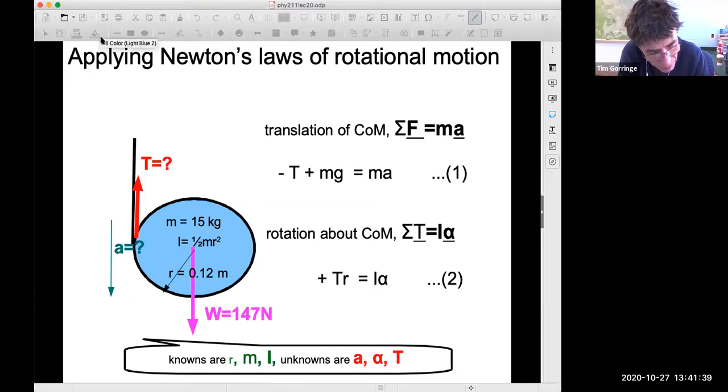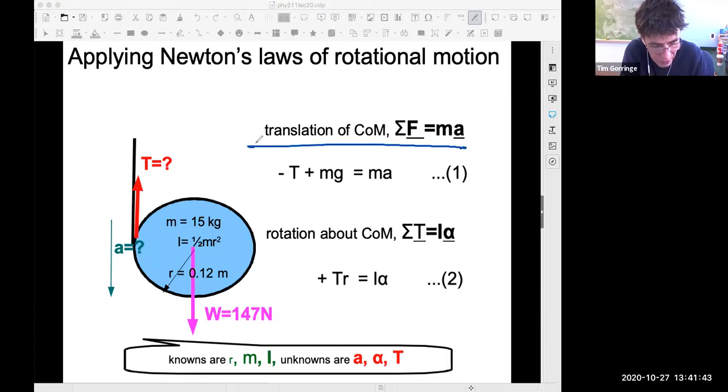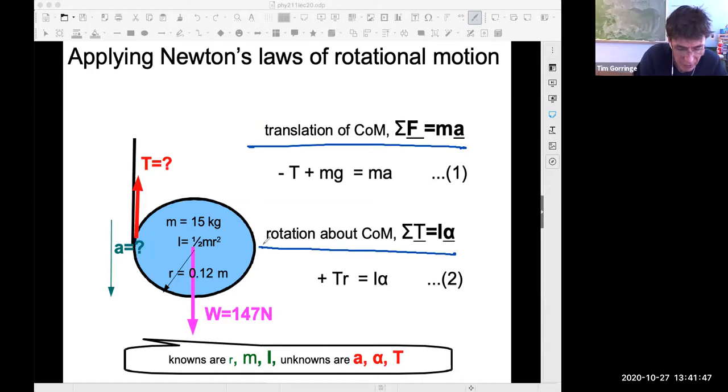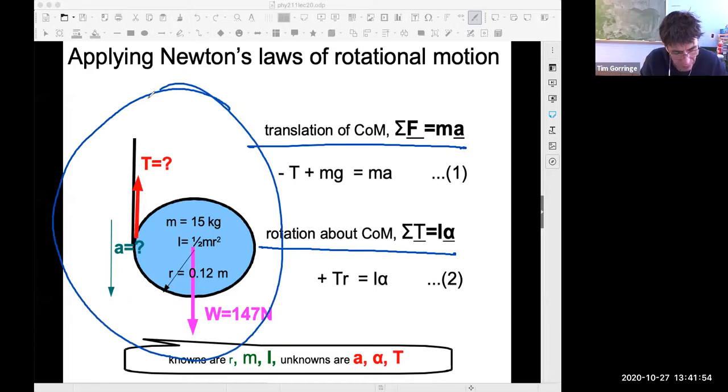Upstairs here is my analysis of the translational motion of the yo-yo. Downstairs is my analysis of the rotational motion of the yo-yo. And I'm consulting this picture that I constructed. Here's the yo-yo in light blue. I know its mass, I know its radius, I know its moment of inertia in terms of the mass and the radius. Here's the rope in black that's wrapped around the yo-yo.